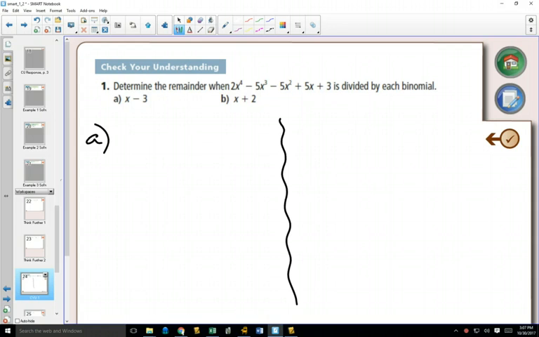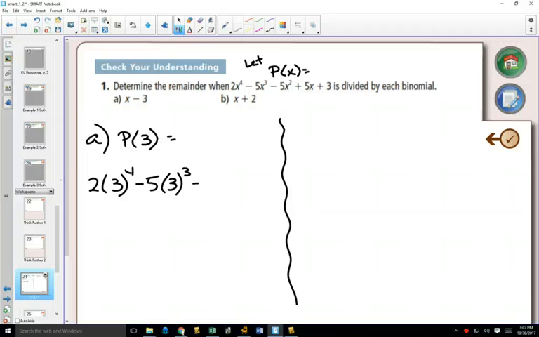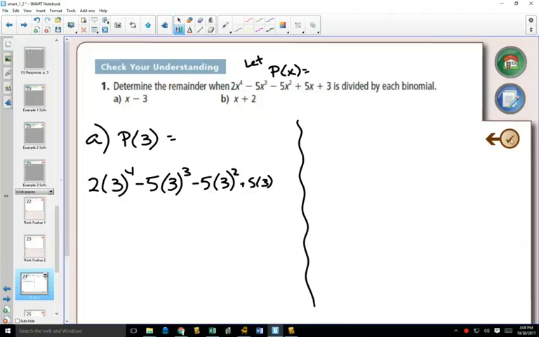Using the remainder theorem, if I call this polynomial p of x, so I'll just say let p of x equal that, then the remainder theorem says if I plug in 3 into that polynomial, I will get the remainder that you would get if you divided by x minus 3. So what would that look like? That would be 2 times 3 to the power 4 minus 5 times 3 cubed minus 5 times 3 squared plus 5 times 3 plus 3.